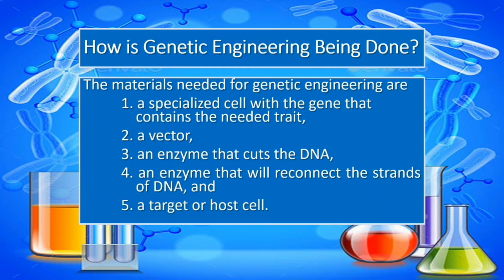The materials needed for genetic engineering are a specialized cell with a gene that contains the needed trait, a vector, an enzyme that cuts the DNA, another enzyme that will reconnect the strands of DNA, and a target or host cell.